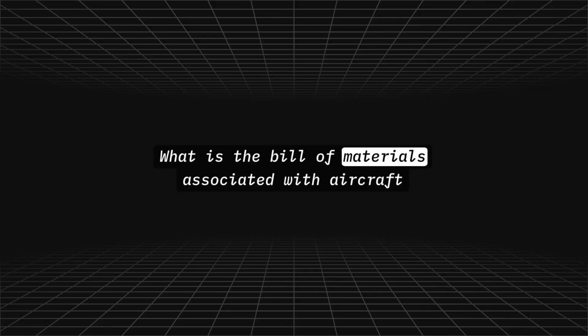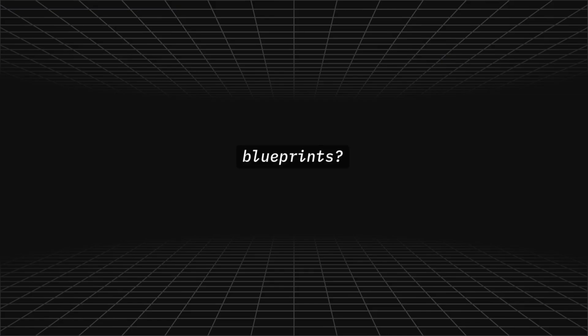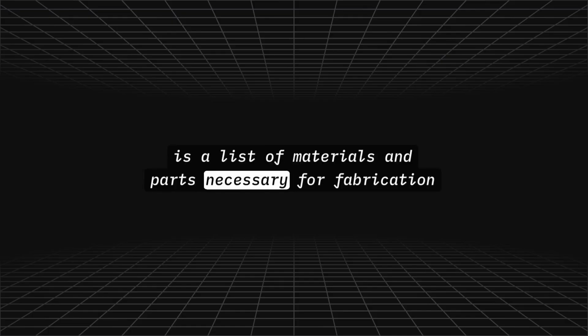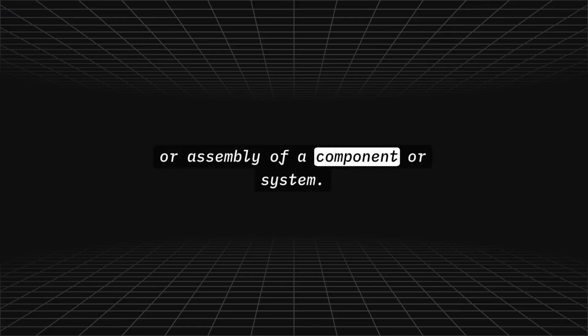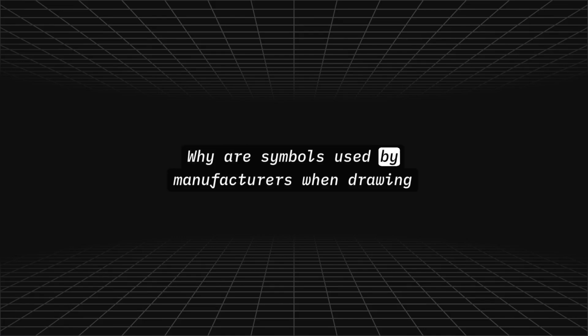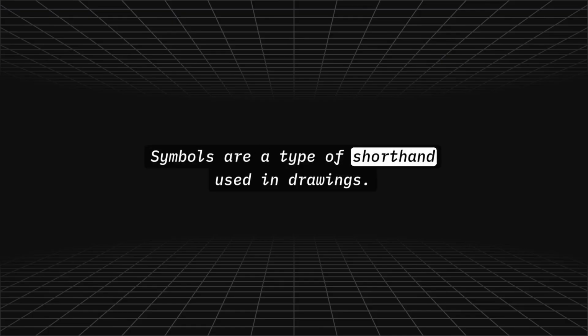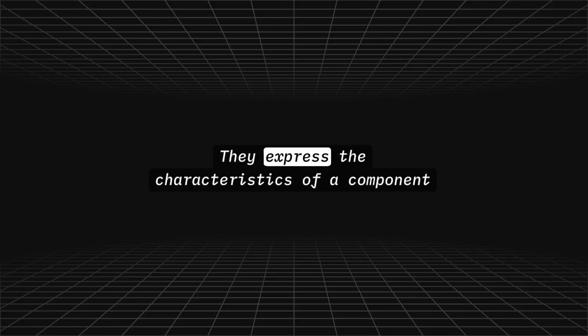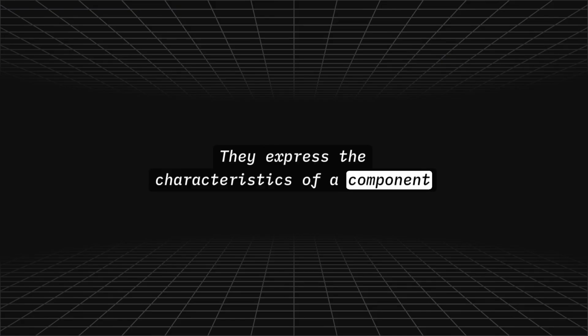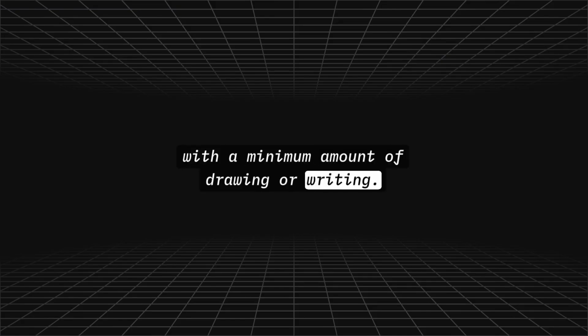What is the bill of materials associated with aircraft blueprints? It is a list of materials and parts necessary for fabrication or assembly of a component or system. Why are symbols used by manufacturers when drawing aircraft blueprints? Symbols are a type of shorthand used in drawings. They express the characteristics of a component with a minimum amount of drawing or writing.